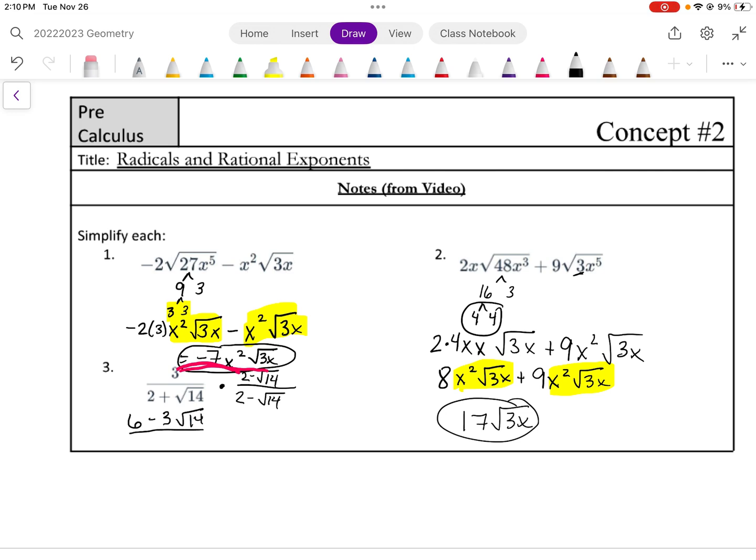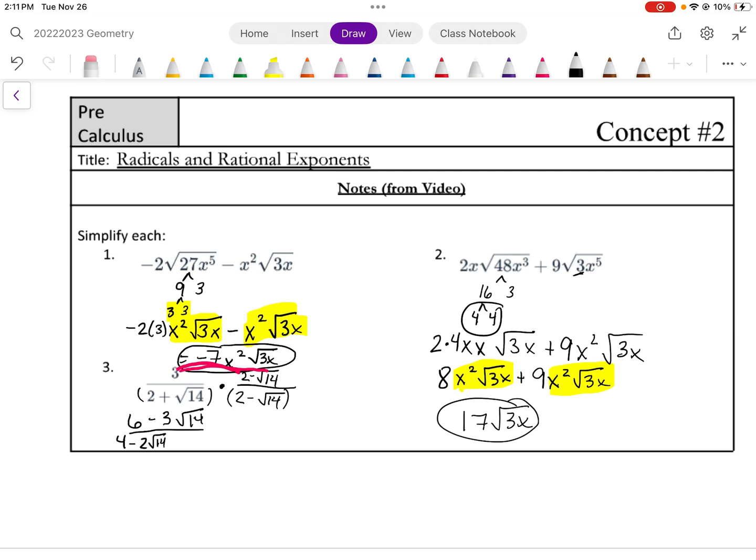Now on the bottom, I'm going to think of this like foiling. Or you could use box method, but I need to take 2 plus square root of 14 times 2 minus square root of 14. And I'm going to write this all out so you can see how the middle terms will cancel. My first terms are 2 times 2, which is 4. And then I have 2 times negative square root of 14, which is 2 root 14.